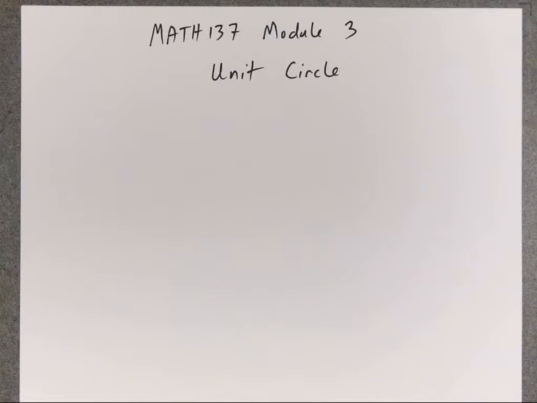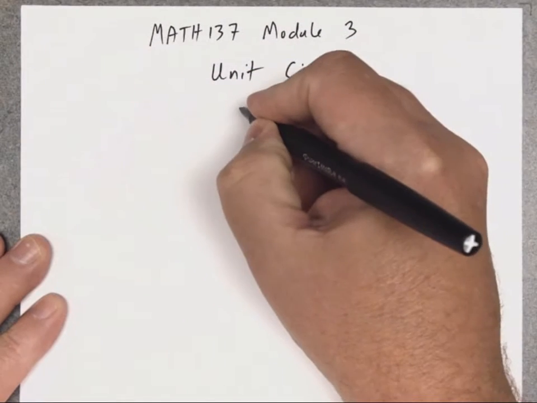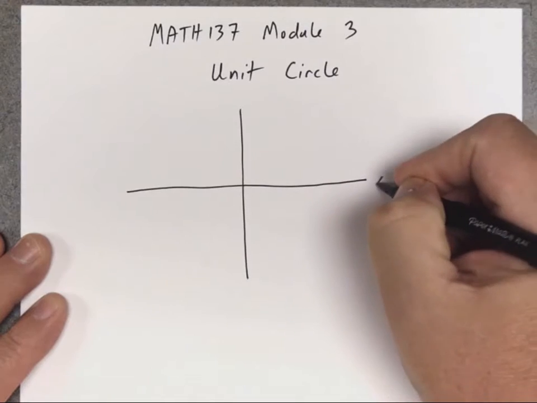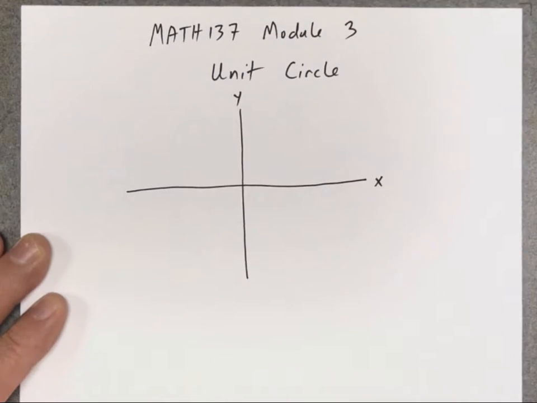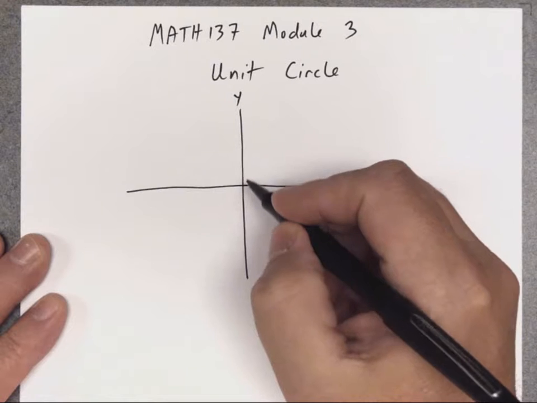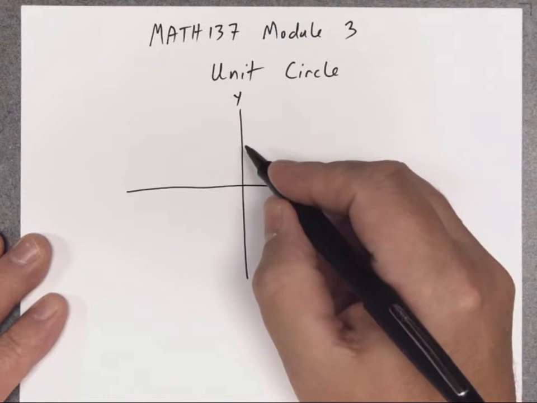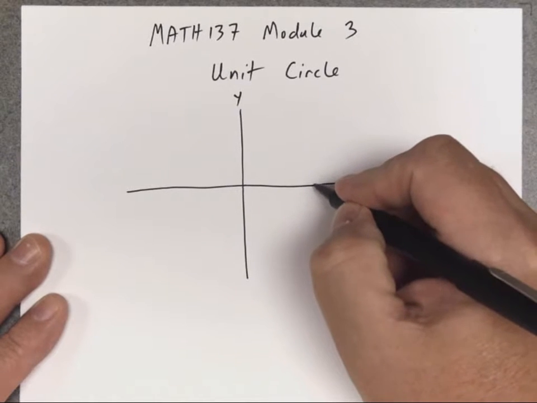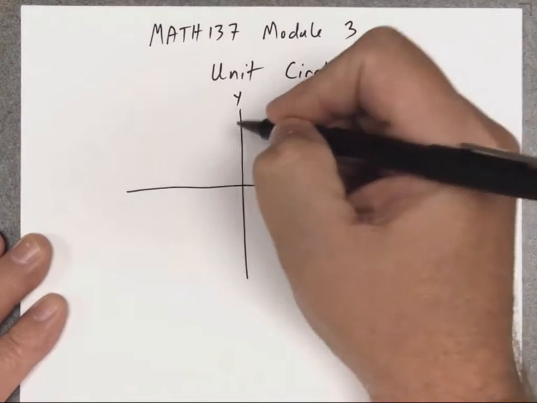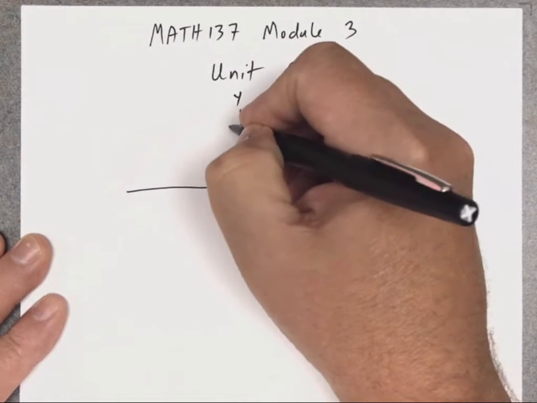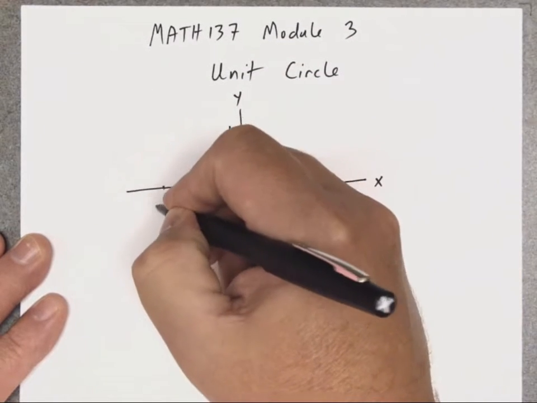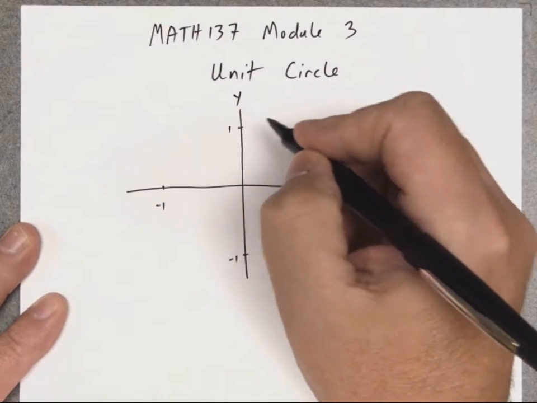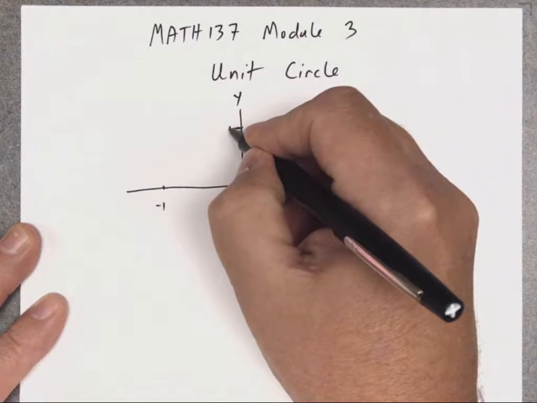So we start out with our normal XY graph. And now I'm going to draw a circle with the center at the origin, except the circle is going to have a radius of 1. So in other words, on the x-axis, if I put 1 here, and on the y-axis 1 is up here, and over here is -1, and down here is -1. Then I'm going to try and draw a circle.